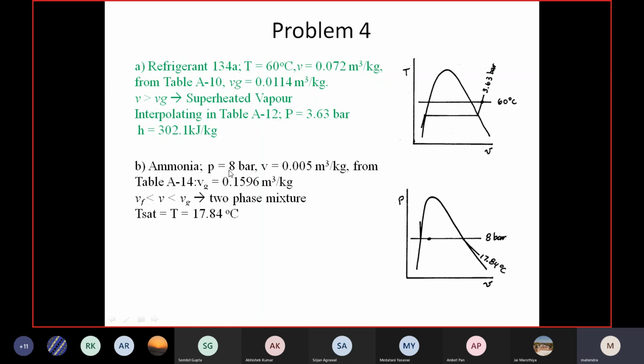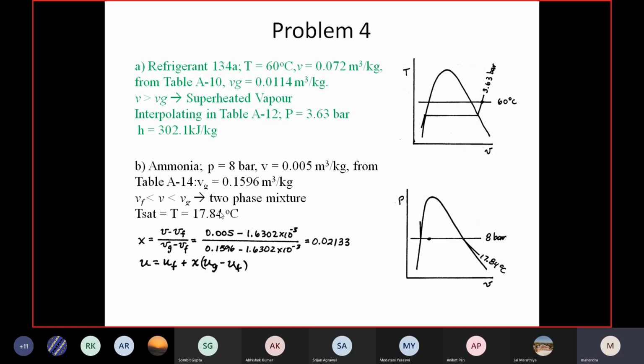So for this particular ammonia, for the case of 8 bar pressure, the saturation temperature is 17.84. Then from this data, Vf is available, Vg is available at 8 bar pressure. Then we will be calculating the dryness fraction, with the given specific volume. The dryness fraction is 0.02. It is the initial stage of evaporation, closer to the saturated liquid line.